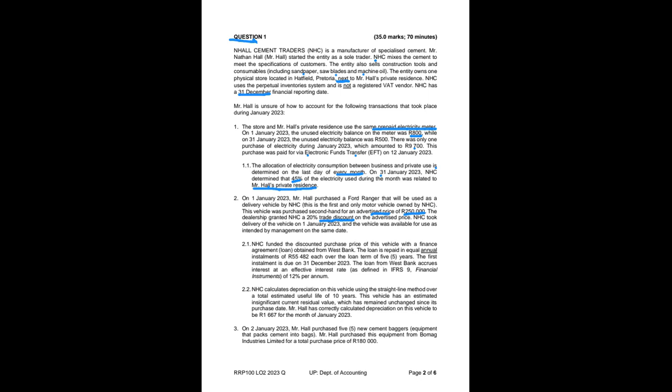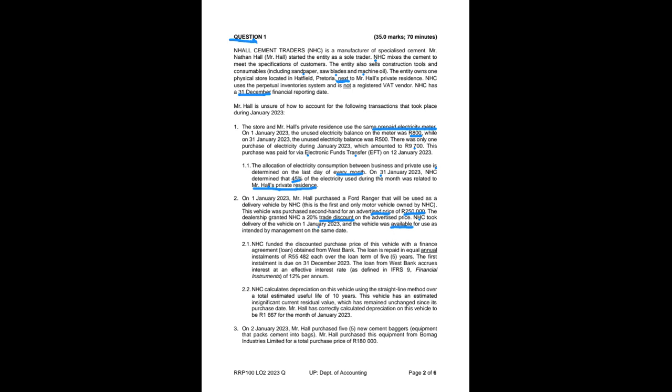So here we hear that it's a trade discount, which means we know that the amount we record needs to be the discounted price. Okay. We then hear that NHC took delivery of the vehicle on the 1st of January 2023. The vehicle is available for use as intended by management on the same day. Remember what we spoke about in class? We said that we only depreciate assets when they are available for use as management had intended. So now we know we can depreciate it from the 1st of January.